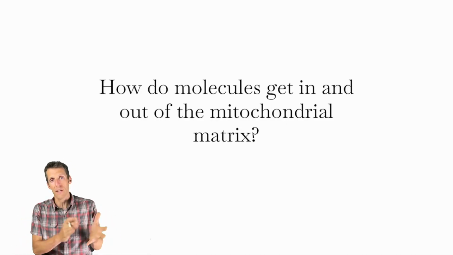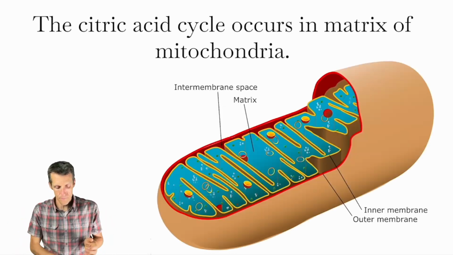In this video, we're going to ask how molecules get in and out of mitochondria. So, you do glycolysis in the cytosol, and then you do the citric acid cycle in the matrix. How in the world does stuff get in between those two? So there's our question. How do molecules get in and out of the mitochondrial matrix?